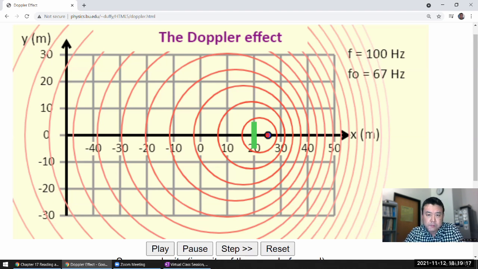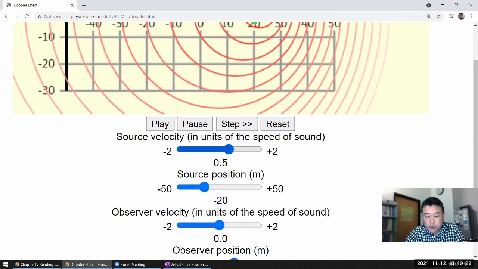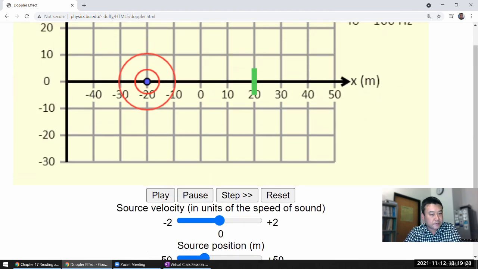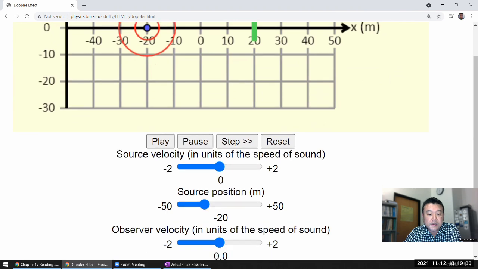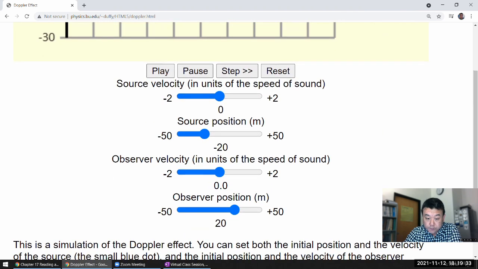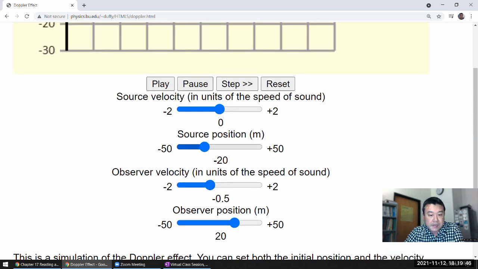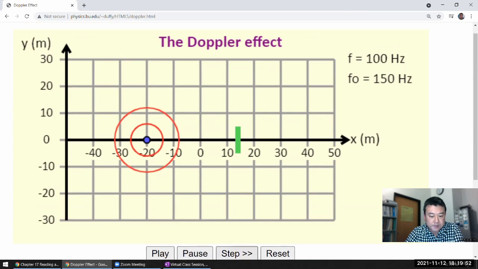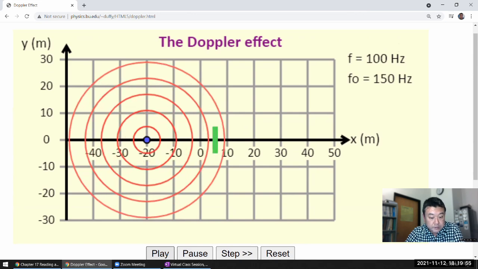Let's look at a couple more slightly less intuitive setups. We are going to go back to making the source stationary, because we worked with a moving source. So let's have the source stationary, and let's have the observer move towards the source, so negative velocity at half the speed of sound. This time it's the observer who's moving at something like 300 miles per hour. Let me play it for a bit at normal speed, and after a bit I'll step through. So this is how it looks.